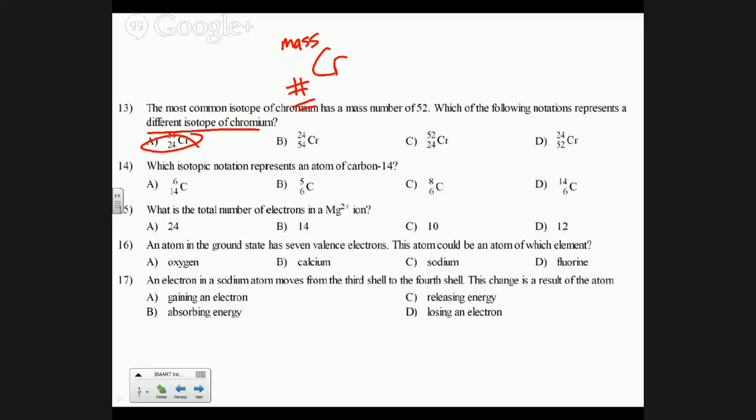14. Which isotopic notation represents an atom of carbon-14? So remember, 14 has got to be the mass number up top. So that gets rid of every choice except D.